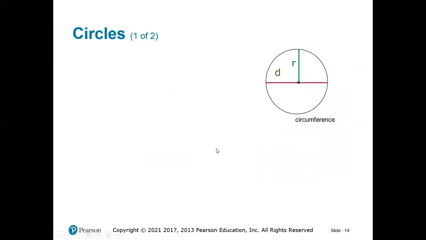Okay, now let's move to circles. What's a circle? It's a set of points that are equidistant from a fixed point that we call the center of the circle. So this is known as the center of the circle. It's a point, right? Now this distance is called the radius. Double the radius is called the diameter of the circle.